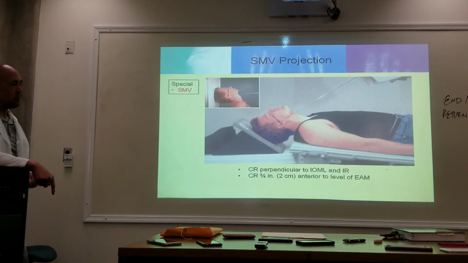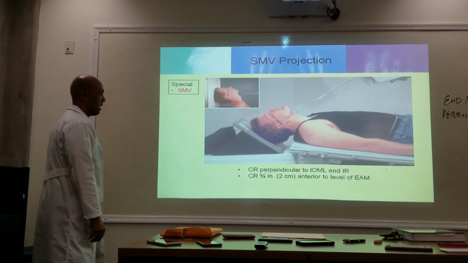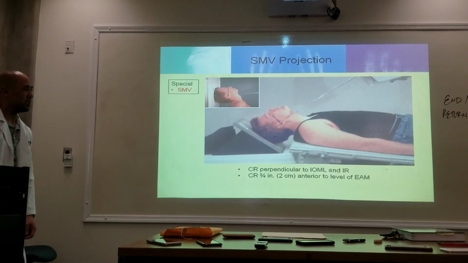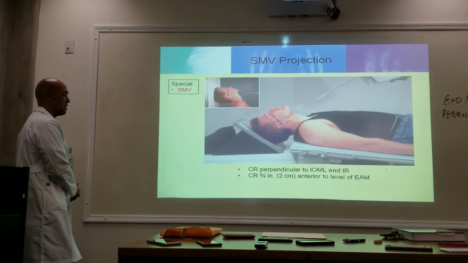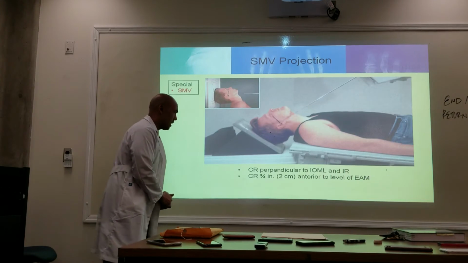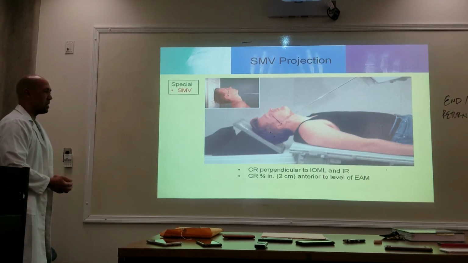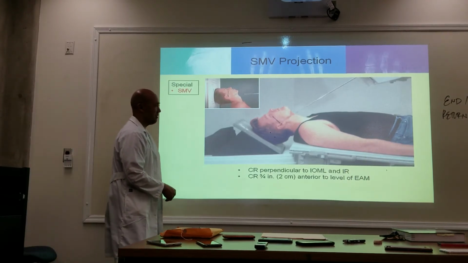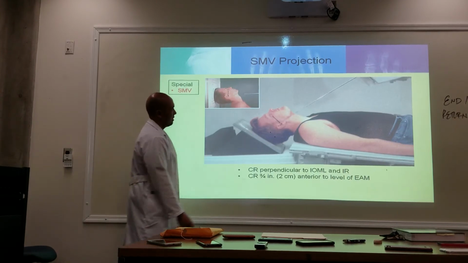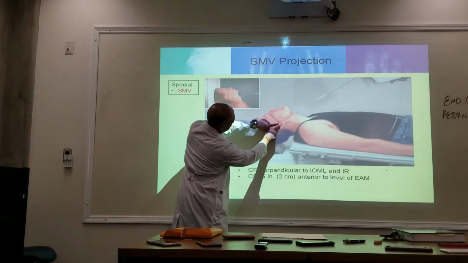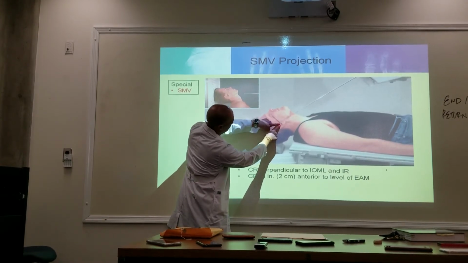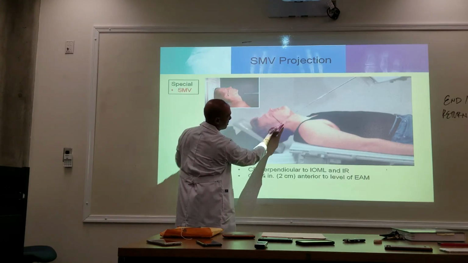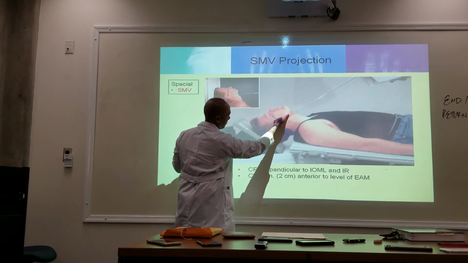So IOML is parallel with the image receptor, and the central ray is perpendicular to the image receptor, entering three-quarters of an inch anterior to the level of the EAM. This sounds like a lot, right? Well, here's the EAM. So it's going to be about three-quarters of an inch anterior to the EAM. You see that? That's what they mean, anterior to the EAM. So it's going to come around this way.